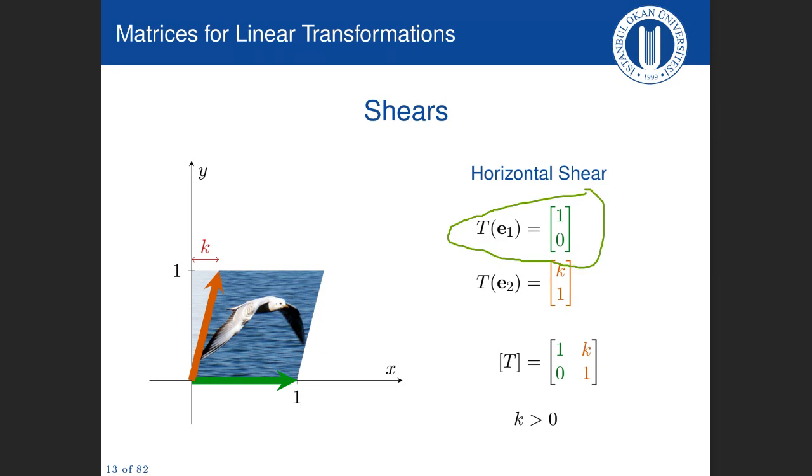The vector 1, 0 maps to the vector 1, 0. But E2 does change. E2 gets pulled to the right. The vector 0, 1 maps to K, 1. As soon as we know these, we know the two columns of our standard matrix, so we can write down the standard matrix.